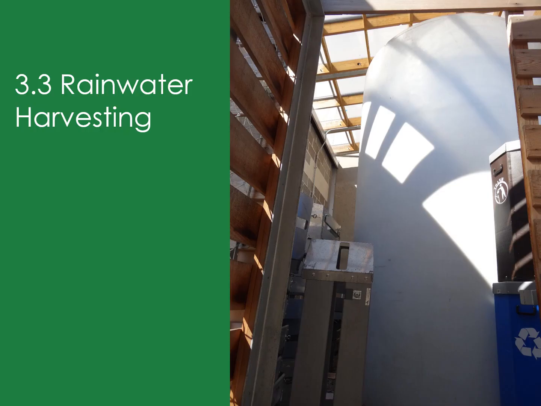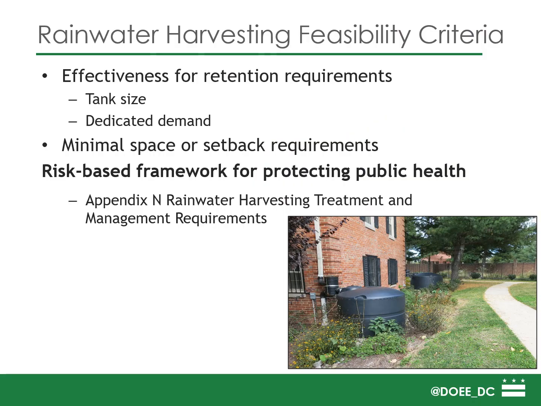Rainwater harvesting consists of capturing runoff, typically from a rooftop or other surface, and temporarily storing it and using it for some purpose. It can be very effective for managing stormwater, and it's based on two things primarily: the tank size and the dedicated demand, right? So how large the tank is to temporarily store that runoff, and what the demand is, whether it be irrigation or toilet flushing or other uses, how much of that water is going to be used based on what's coming in and being stored.